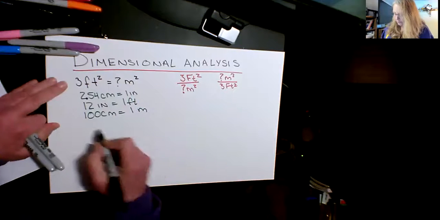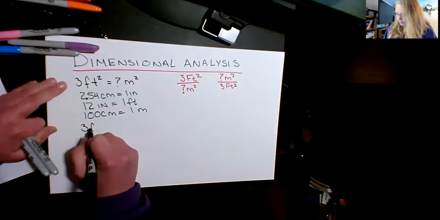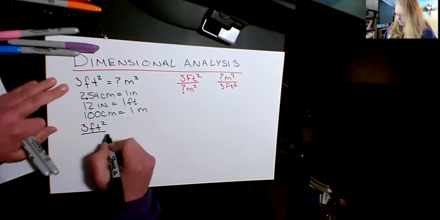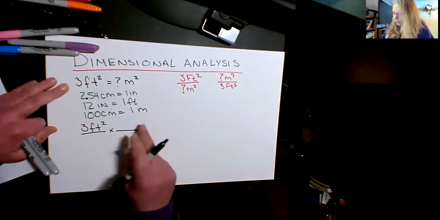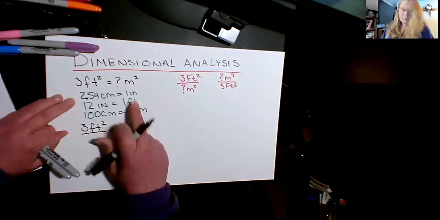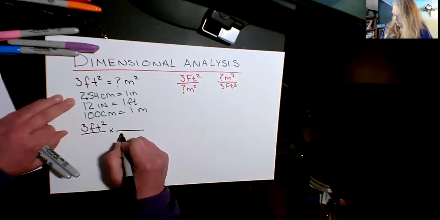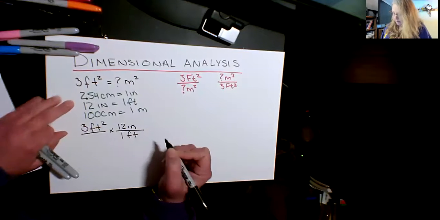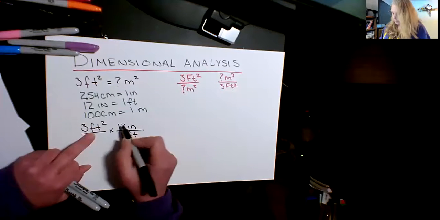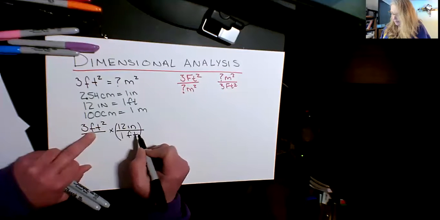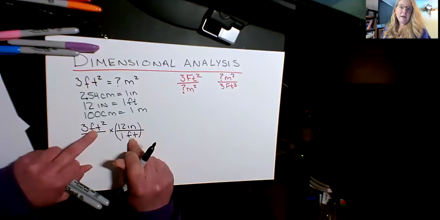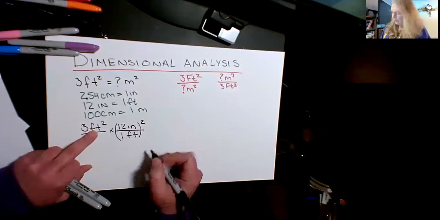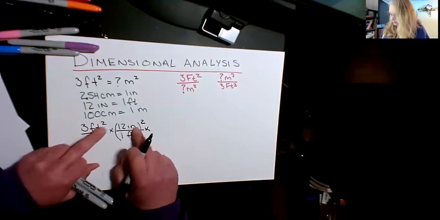So let's start off with our feet squared. I have 3 feet squared over, we'll just start with that. Let's go from feet to inches. In 1 foot, there are 12 inches. But this factor is squared. So this is the part that everybody tends to forget. If this thing is squared, the only way I can get that unit to cancel out is if I square the whole gosh darn thing. So I got to square it all. And now I'm in inches squared.